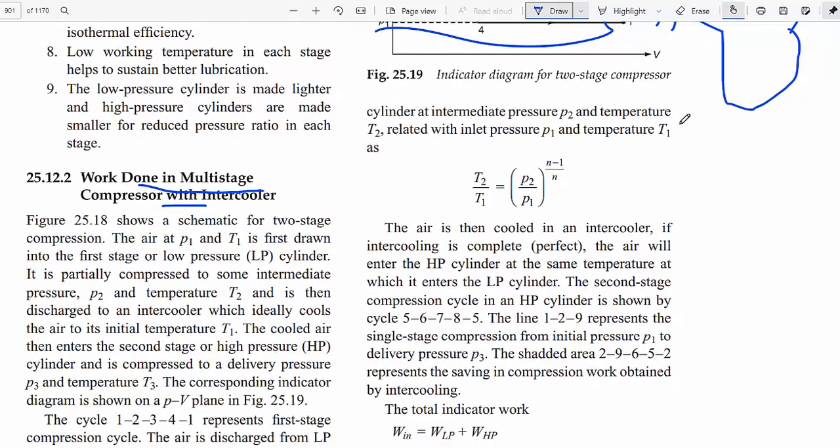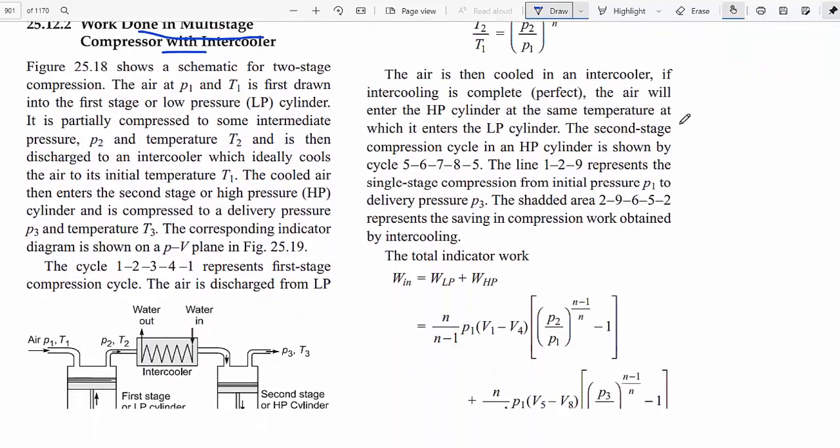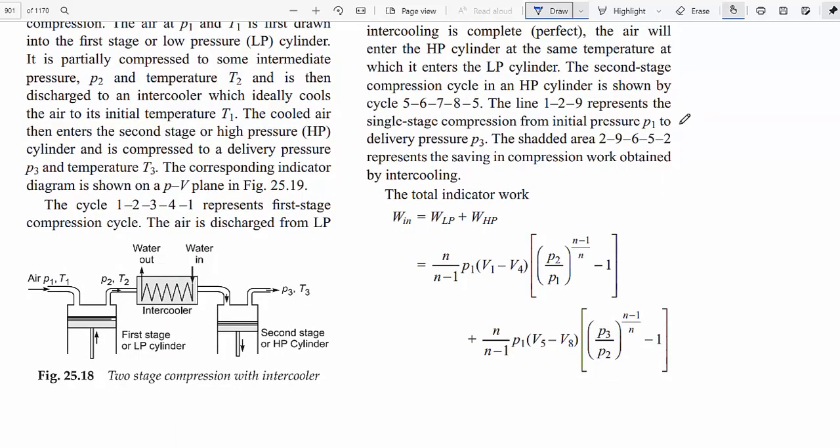Now we start the derivation. Here they are clearly showing the two-stage compression process. Initially air is at P1 and T1, and first stage compression takes place. Then the air temperature is raised to T2 and the air pressure rises to P2. Then it is passed to the intercooler section, where the temperature is reduced, and then it passes to the HP cylinder. Then temperature and pressure rise up to P3 and T2. This is the concept of two-stage compression.